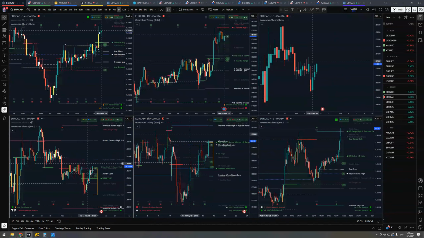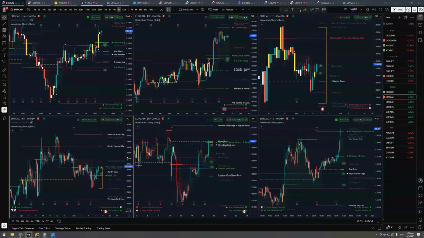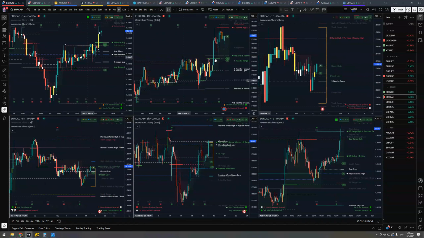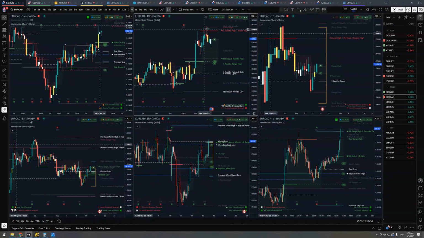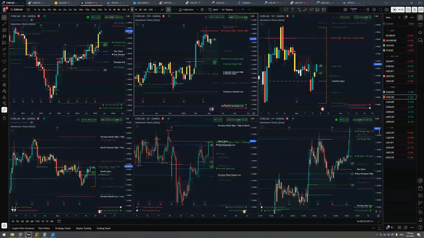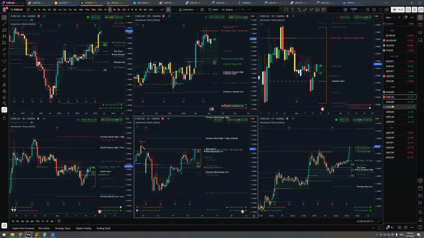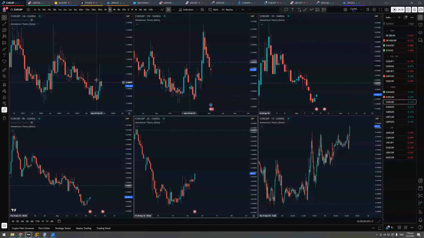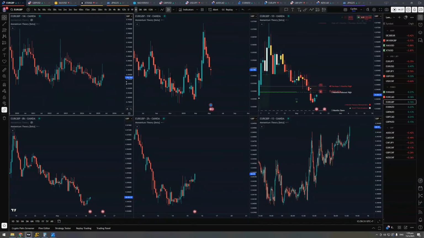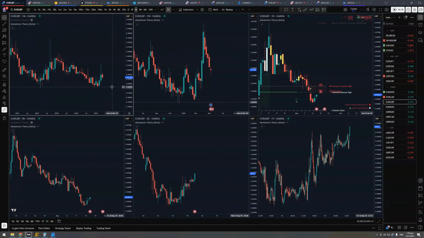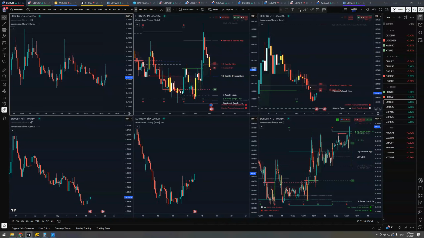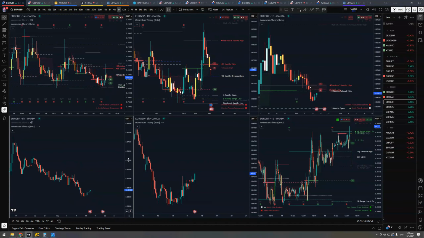EuroCAD is in a range here, week range high, week range low. I would prefer it to come down, fake out the low. Right now it's faked out the high. I expect price to continue on down. So I won't trade this one. Euro GBP, nothing here.